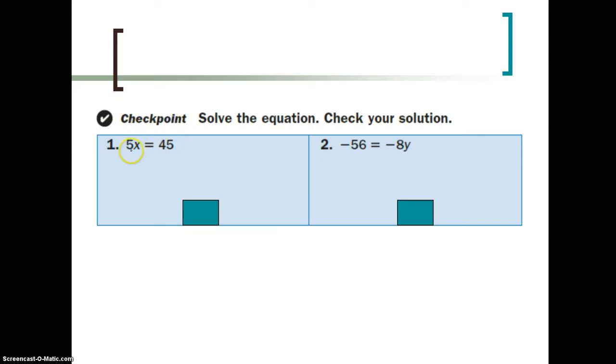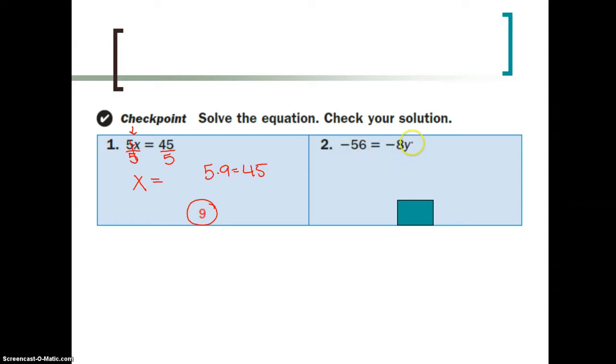Before you pause the video, ask yourself the question, what is the inverse operation? And make sure you use that inverse operation on both sides of the equation. Pause the video at this time and find the answer to the variables. Number 1, this is 5 times x, so I need to get rid of the 5 by dividing by 5 on both sides. That crosses off. You're left with x. 45 divided by 5 is 9. You can always check it because 5 times 9 is 45.